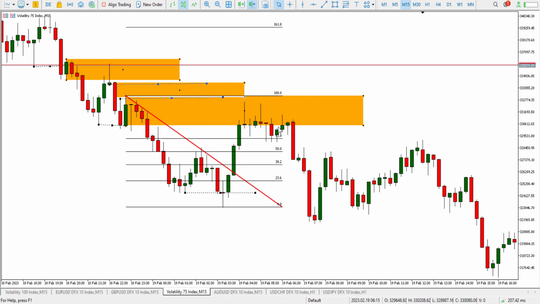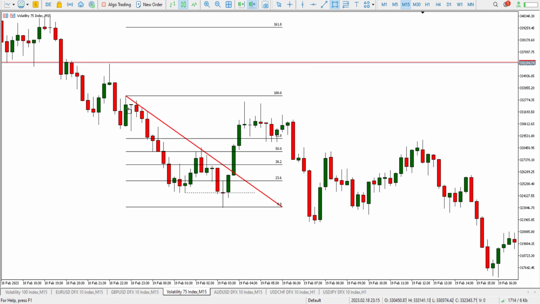Sorry, I'm using an MT5. That's why you're not seeing me making more drawings as I used to do to this particular order block.